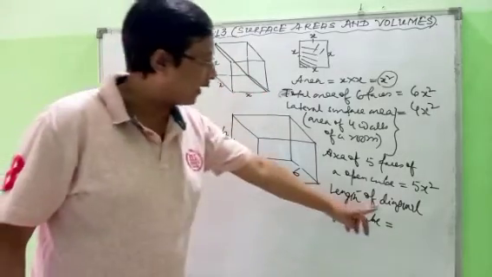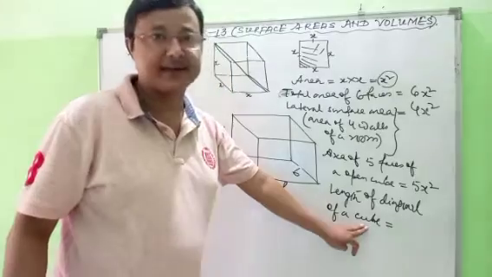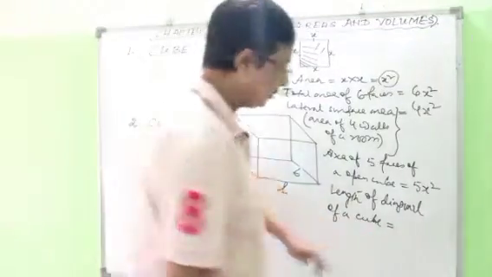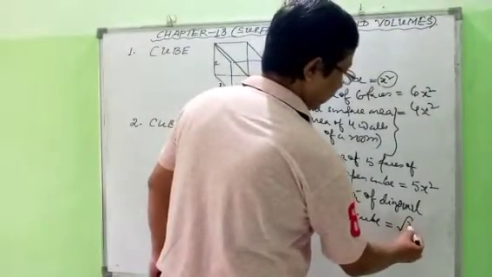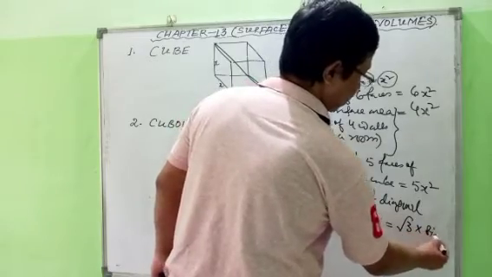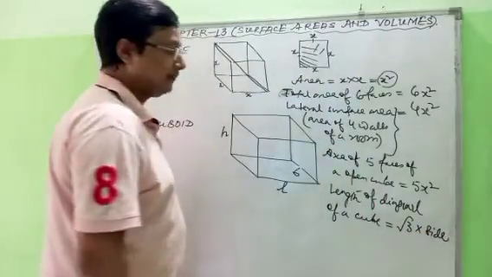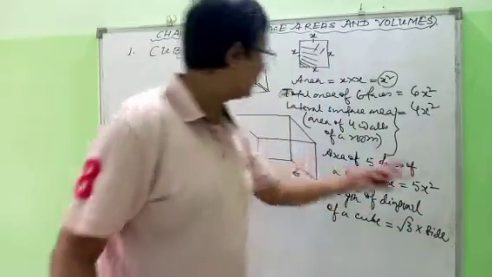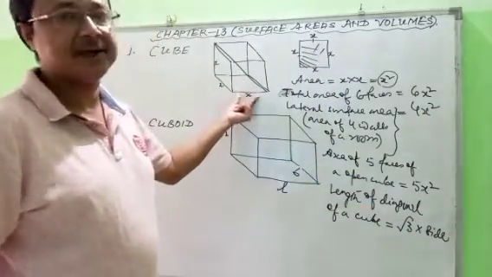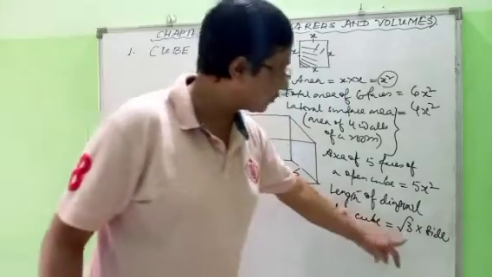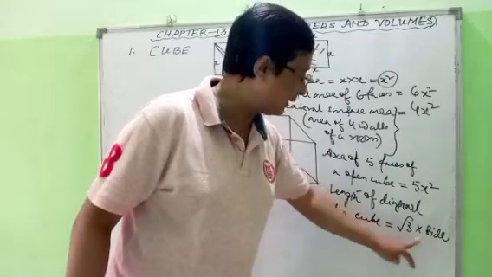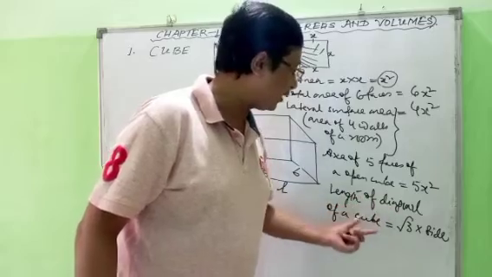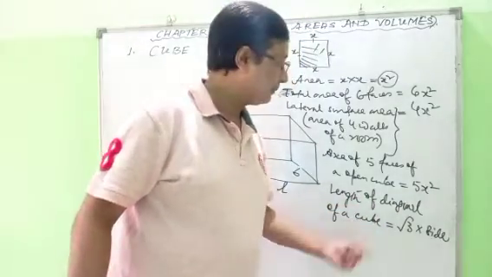The length of diagonal of a cube, which you have got in class 8, will be √3 into side. So you just put this value. Side means they will give the length of the side of the cube. So √3 into side, whatever you get, that will be the length of the diagonal of a cube.